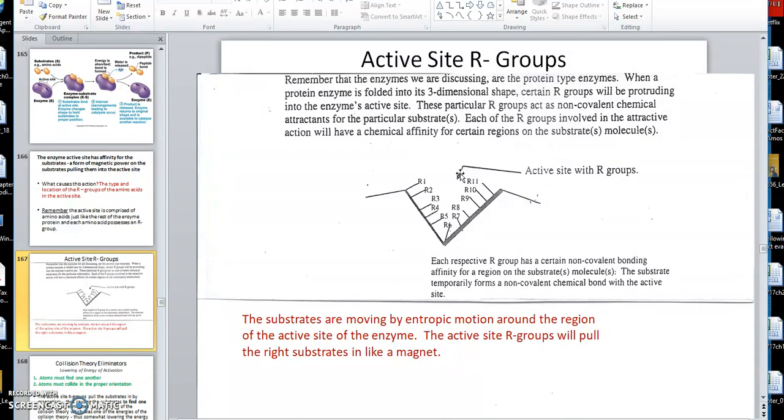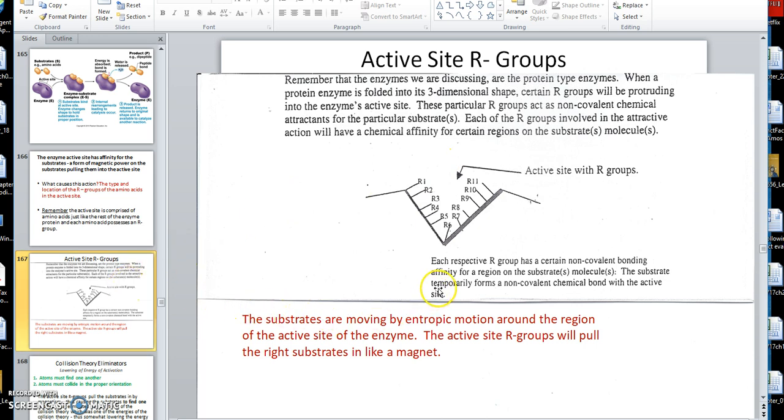Now here's kind of a commercial thing. If we look evolutionarily, there was a reaction out there that nature needed. The reaction occurred, but it was too slow. So an enzyme, through evolutionary trial and error, was finally developed to speed up the reaction. So the enzyme was created after the need for the reaction, which gives the enzyme specificity for that reaction. So these R groups would have been designed in that active site to specifically pull in that particular substrate.